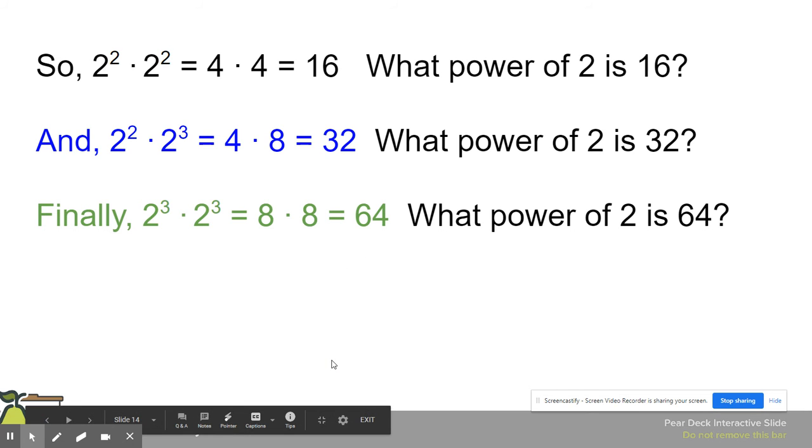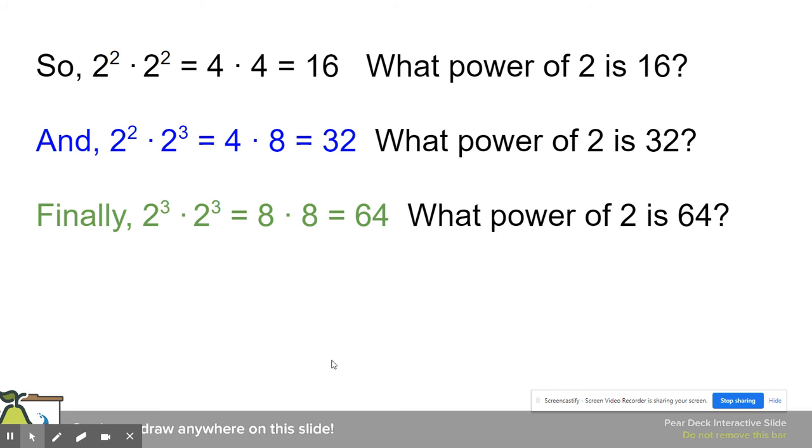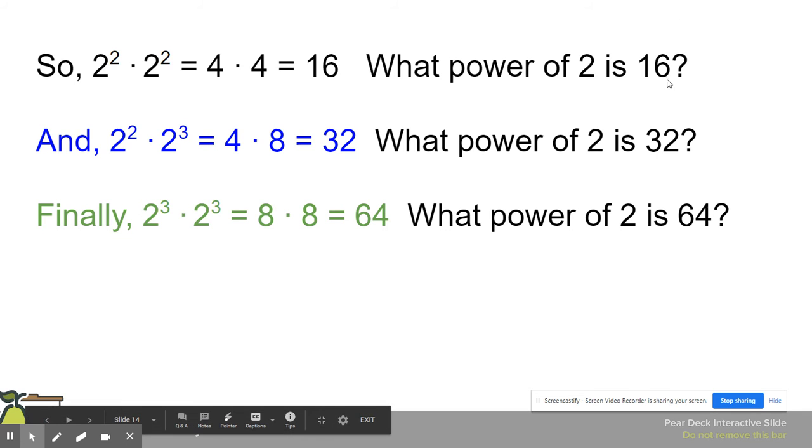What power of 2 is 16? The way you can figure this out is 2 times 2 is 4. That's 2 to the 2nd power. 4 times 2 is 8. That's 2 to the 3rd power. I'm actually using my fingers to do this. And 8 times 2 is 16. So you can do powers of 2 by using your fingers. Real simple. 2, 4, 8, 16. So what power of 2 is 16? It's 2 to the 4th power.